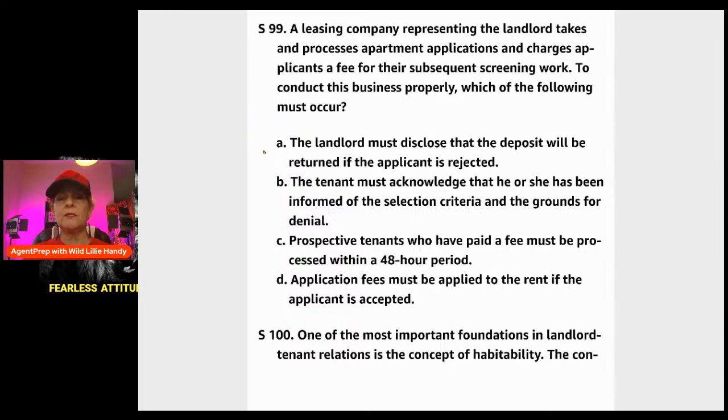A, the landlord must disclose that the deposit will be returned if the applicant is rejected. B, the tenant must acknowledge that he or she has been informed of the selection criteria and the grounds for denial. C, prospective tenants who have paid a fee must be processed within 48 hours. Or D, application fees must be applied to the rent if the applicant is accepted. So it says the landlord takes and processes apartment applications, so leasing companies, property management companies, and charges applicants a fee for their subsequent screening work. To conduct this business properly, which of the following must occur?